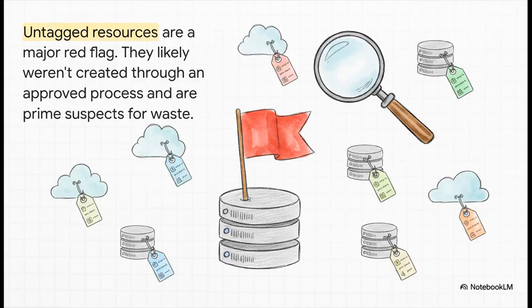First up, finding the untagged. You should think of tags, things like an owner's name, a project code, or a cost center, as an alibi for a resource. If a resource has 0 tags, that is a major red flag. It almost certainly wasn't created through any approved official process, which makes it suspect number 1.